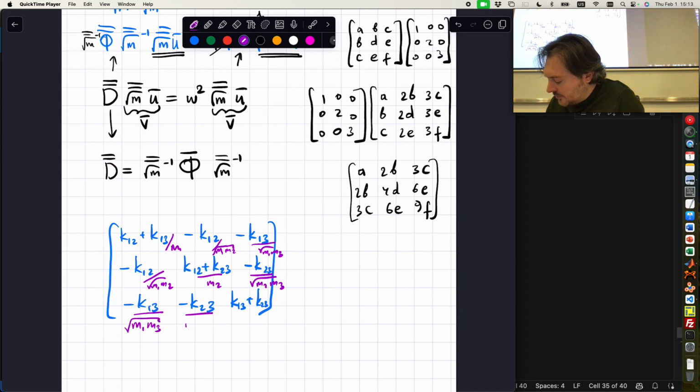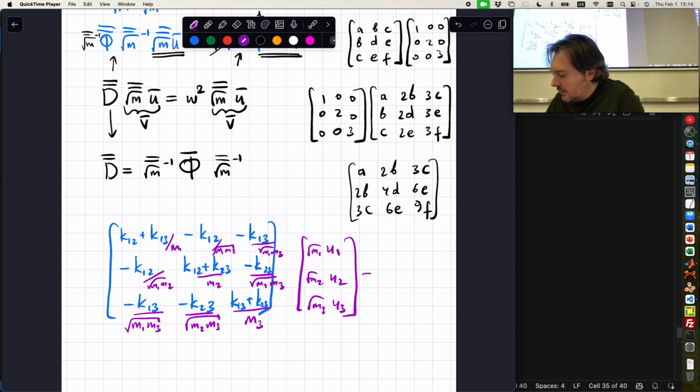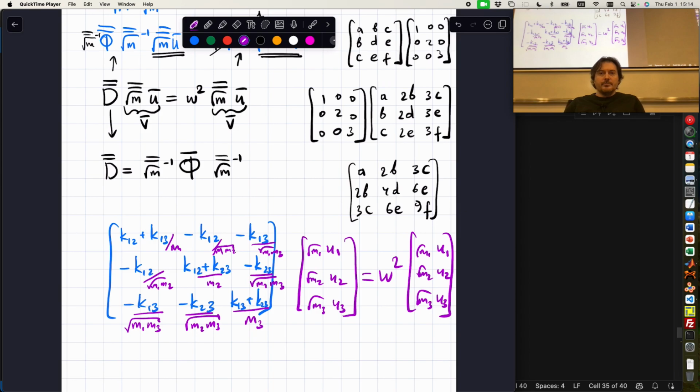Why do we like symmetric matrices? Real eigenvalues and orthogonal eigenvectors. Orthogonal eigenvectors. Very good. Square root m1 u1, square root m2 u2, square root m3 u3 equals omega squared square root m1 u1, square root m2 u2, square root m3 u3. Very, very good. Everyone is happy?